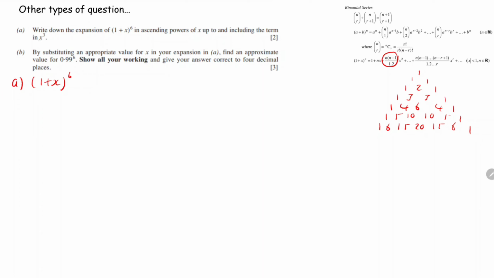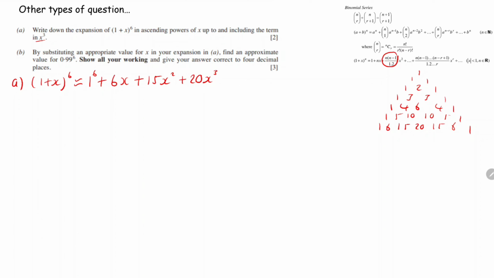Now we only want it up to x to the power 3, so we don't need to do all of the expansion here and find all 7 terms. Our coefficient for the first one is 1, and it's going to be 1 to the power of 6, or just 1, plus our second coefficient is 6, so it'll be 6x plus 15x squared plus 20x cubed.